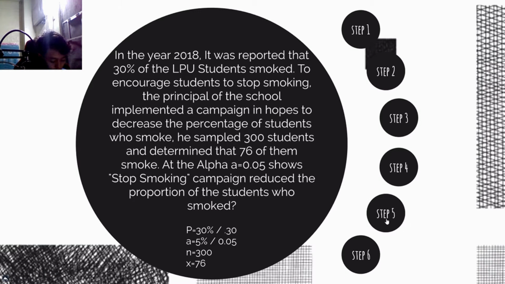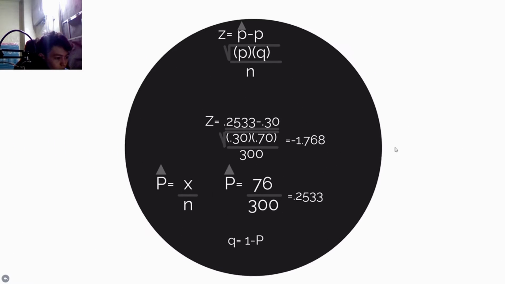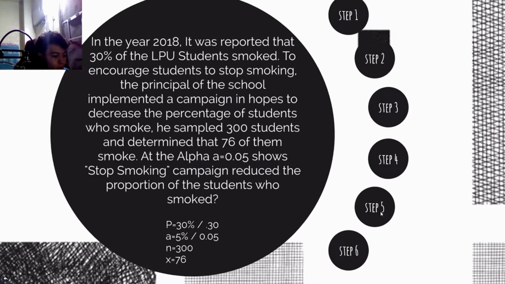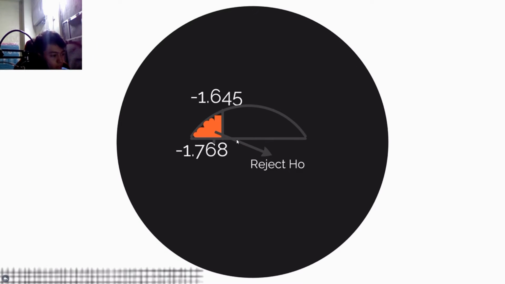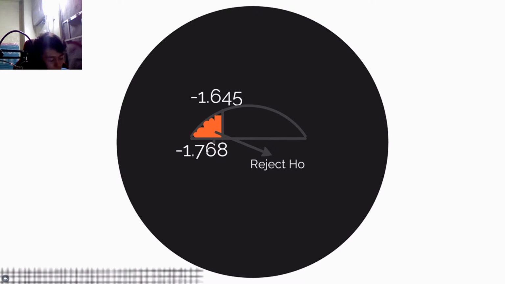Now in step 5, which is the decision rule, we are going to graph the answers we got, the critical value from step 3 and the test value, and our test value is negative 1.768. Now since the test value is inside the rejection area, we can conclude that H0 is rejected.